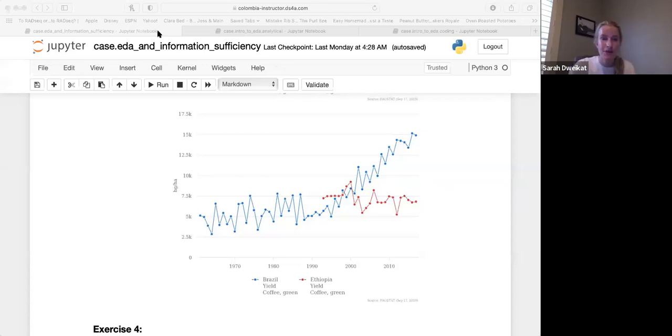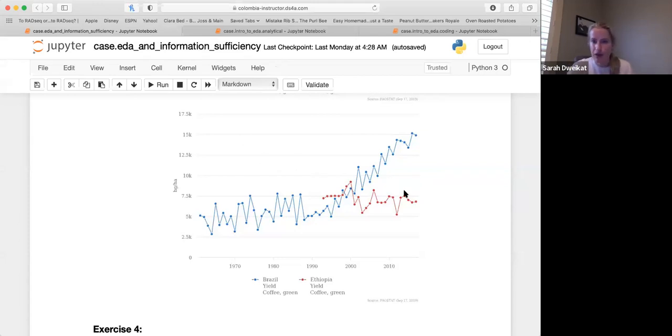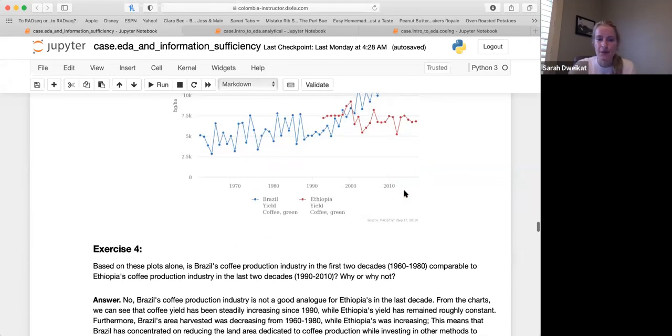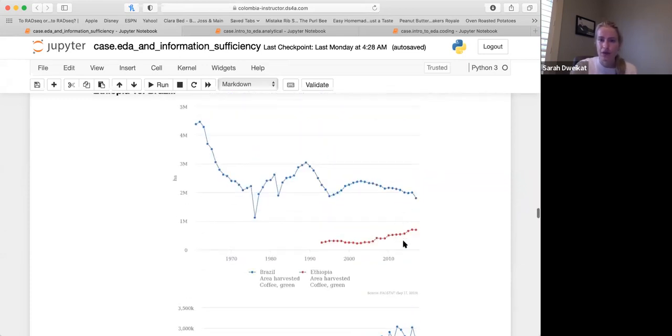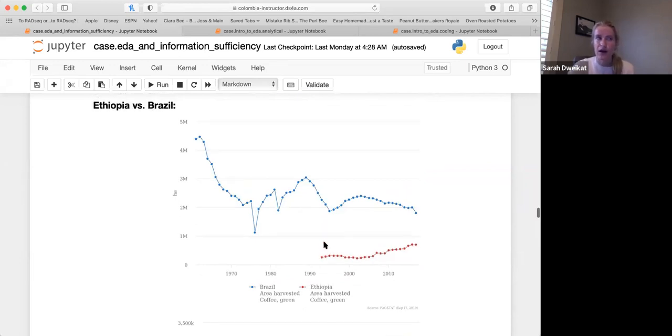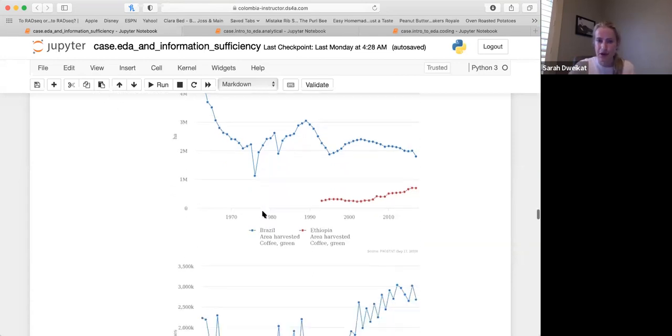Okay, awesome. So people are saying that this is not a good comparison, and I would agree with you. So we would say that no, Brazil is not necessarily the best analog for Ethiopia. So let's go back and look at these charts again, right? We're comparing here. Ethiopia has a pretty low number of hectares that they are harvesting versus Brazil, and it's pretty stagnant. It's increasing a little bit, and Brazil had the opposite trend. From 1960 to 1980, they were decreasing their amount of land that they were harvesting.